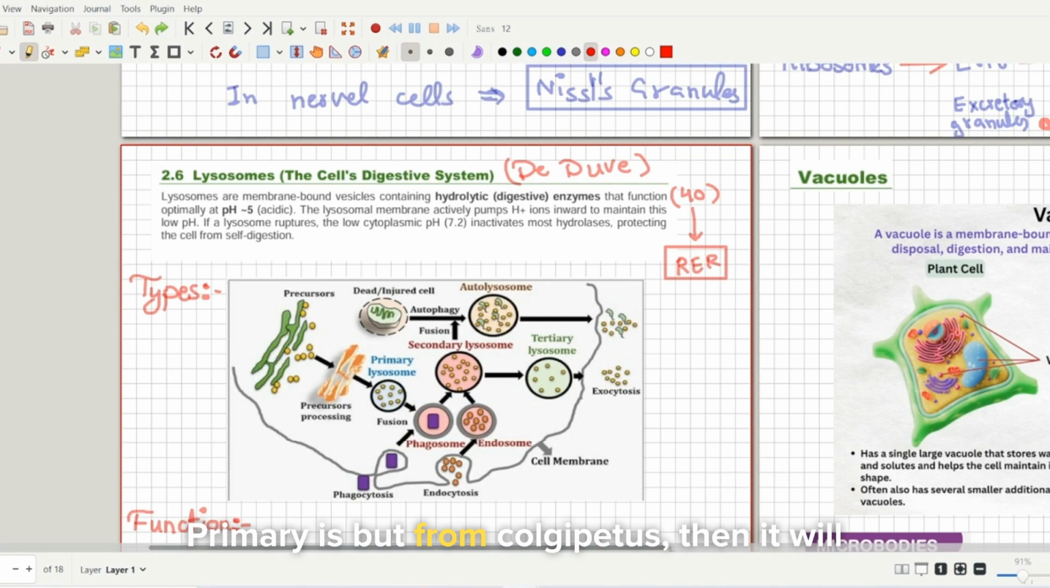Primary is budded from the Golgi apparatus, then it will fuse with either a phagosome or endosome and form a secondary lysosome. We have discussed phagosome and endosome in our topic on the cell membrane, so you know what phagosome and endosome are. The next thing is that the secondary lysosome will start digestion. It will digest the phagosome or endosome, and the remaining body is called the tertiary lysosome, and it will either be removed from the cell or stay in the cell. So this was the types of lysosomes.